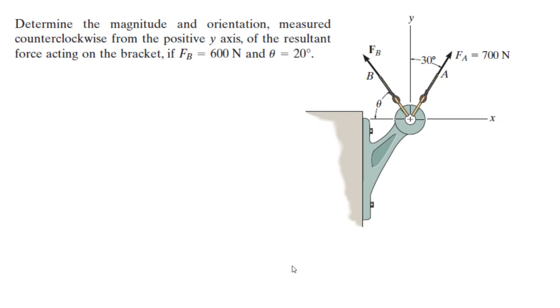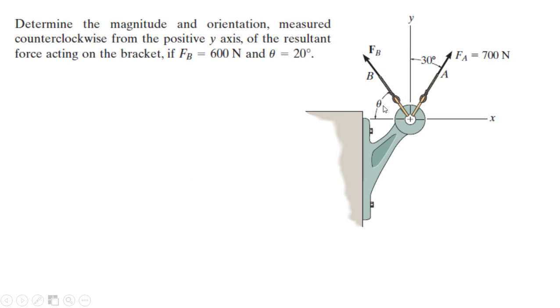Okay, here's a problem applying what we've learned about adding coplanar forces using Cartesian coordinates. I've got two forces here, FA and FB, and I want to find the resultant of those two added together. FA is 700 at an angle of 30, FB is 600 with an angle of 20.